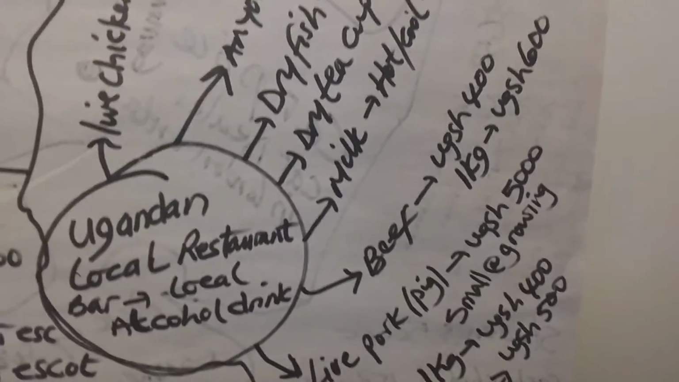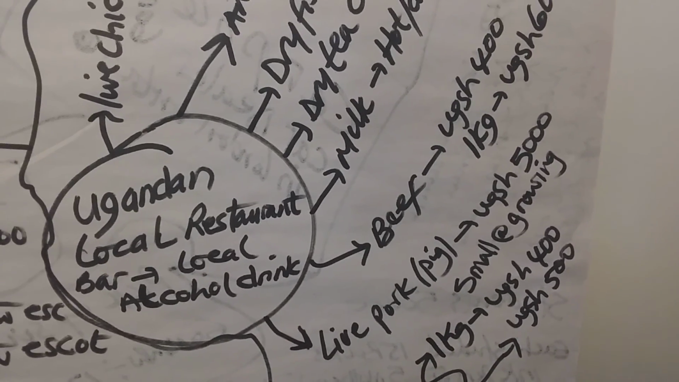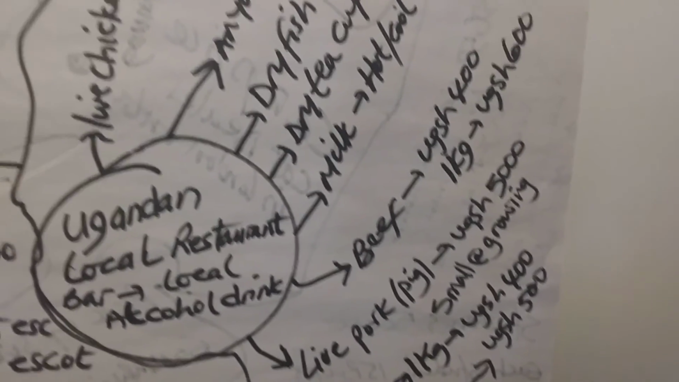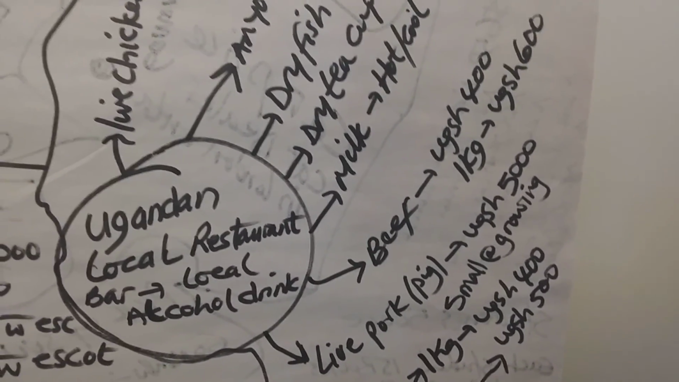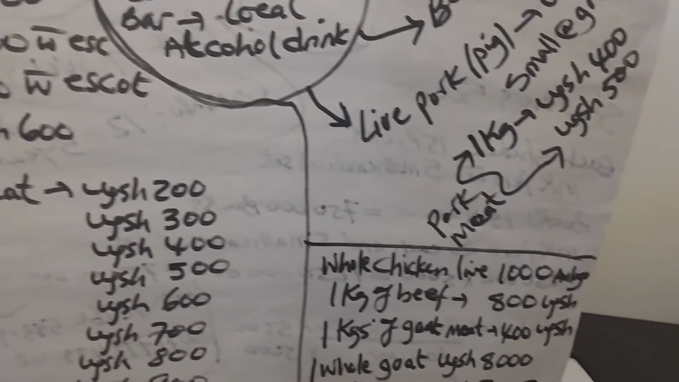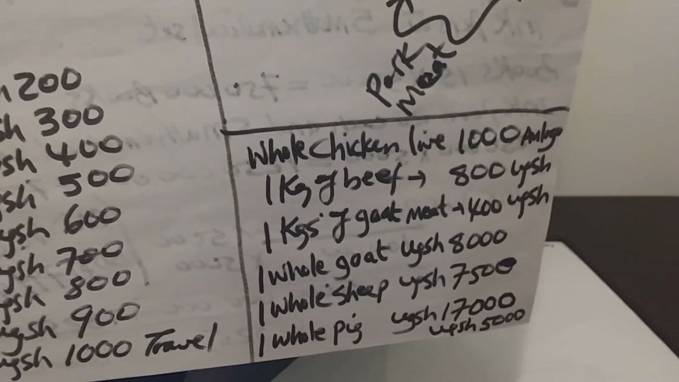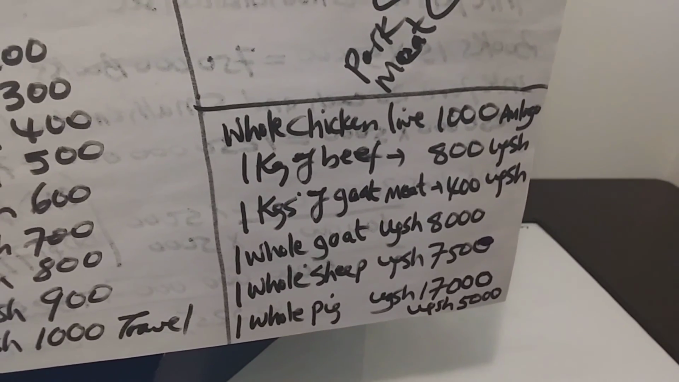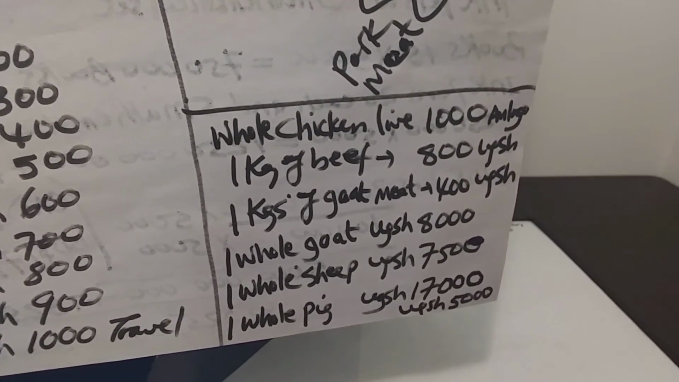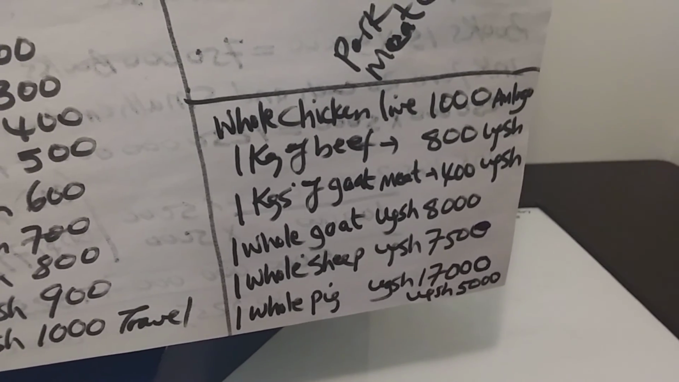Some beef, 1 kilogram, you may find is 1,000 or less than 1,000, because if the sun is now setting, what do you expect? The price must be 600, because the beef is already going out of the market. So a whole live chicken 1,000, 1 kilogram of beef 800, 1 kilogram of goat meat 400.